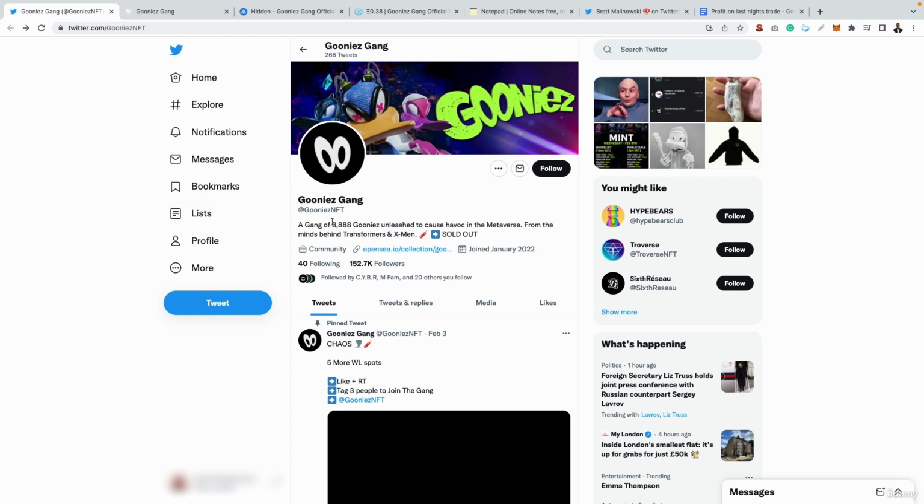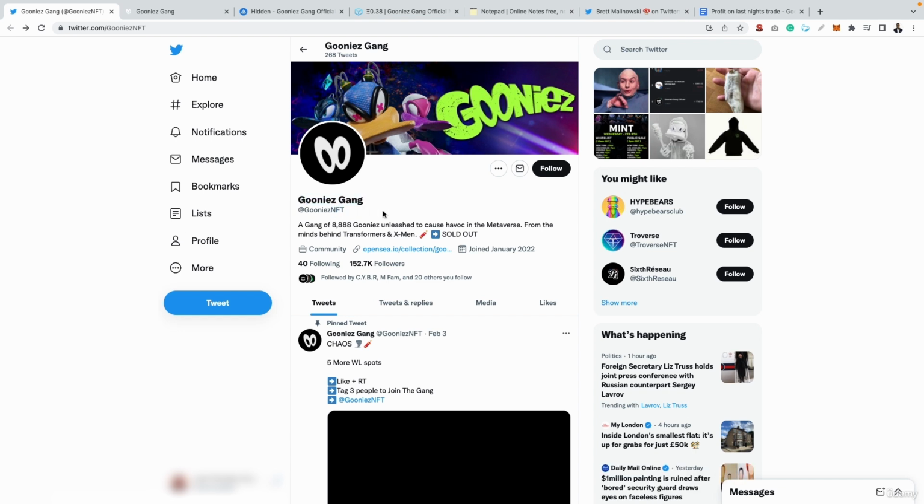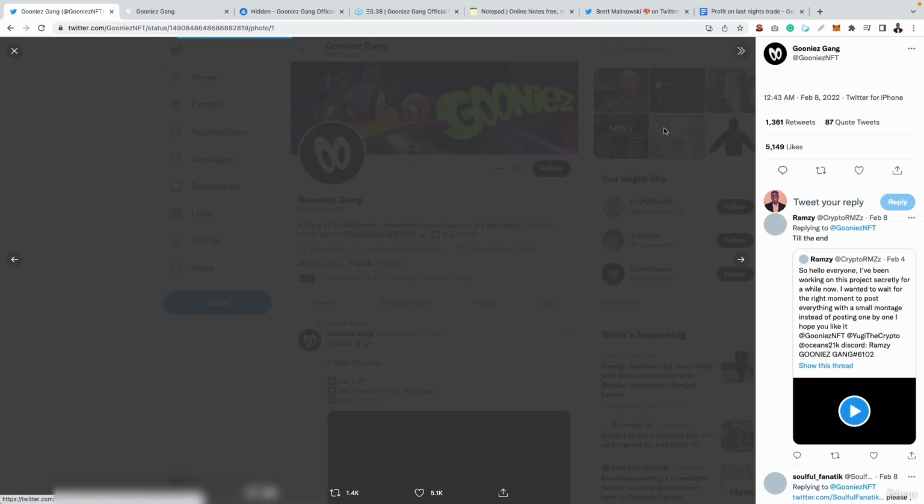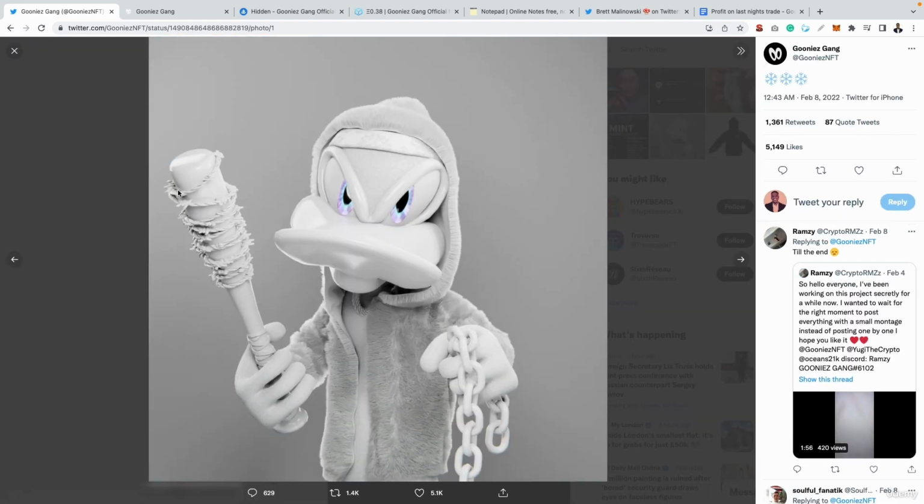So this is the project I actually traded an NFT in. It's called Goonies Gang, Goonies NFT on Twitter. You can see it's a collection of 8,888 Goonies unleashed to cause havoc in the metaverse, and it's made from the minds behind Transformers and X-Men. So two really big films. If you actually take a look at the artwork, you can see it's really cool. It's basically this little duck they have, an angry duck. I'm a big fan of the artwork in this collection. This duck looks really cool, a really ice cold duck indeed.